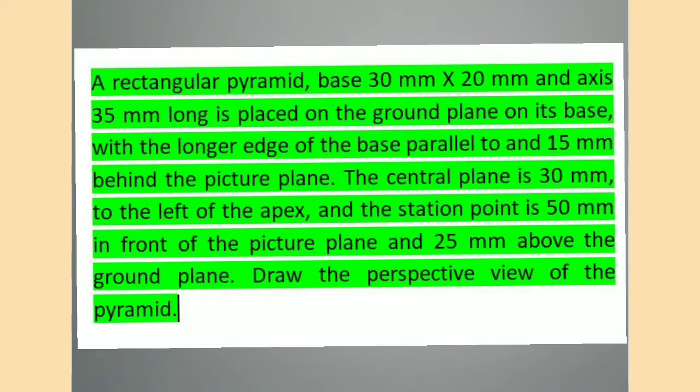From the question, we can see that the longer edge of the base of the pyramid is parallel to and 15 mm behind the picture plane. So in the top view, we can see a rectangle with the longer edge parallel to the picture plane, and in the front view, we can see a triangle.